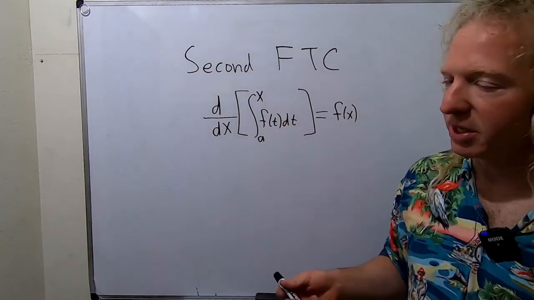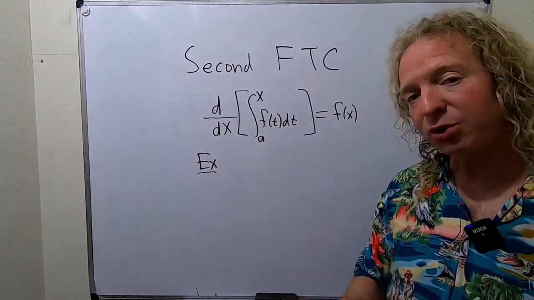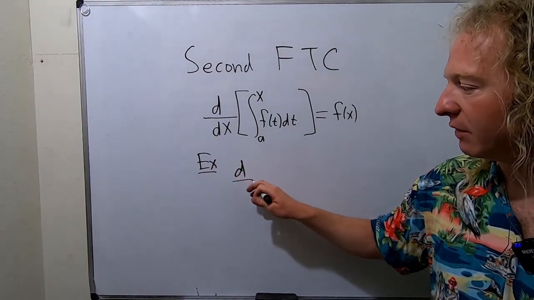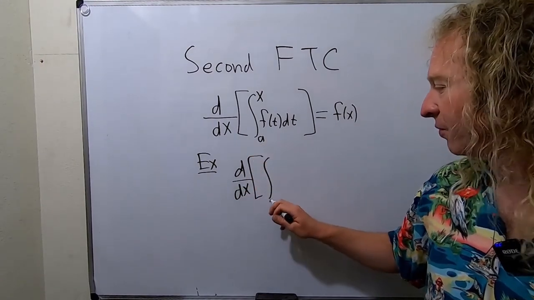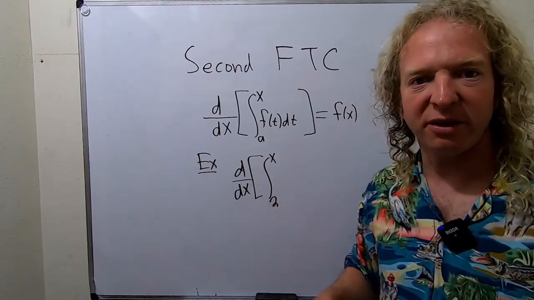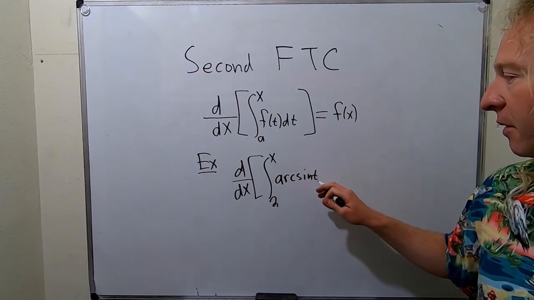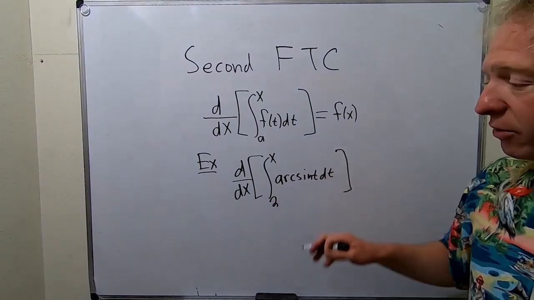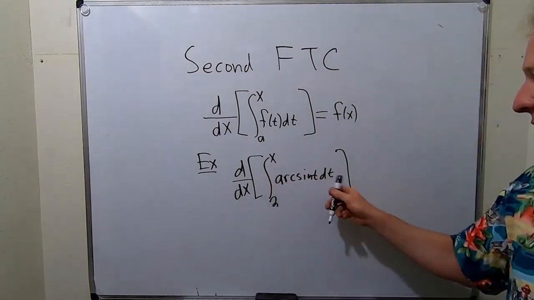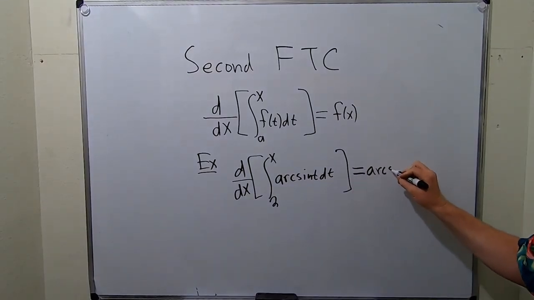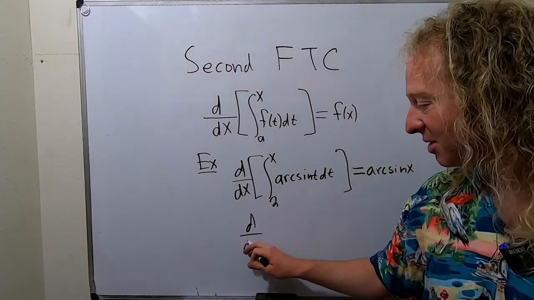Again, the condition here is that f is continuous. Let's do a simple example so you see how simple this actually is. It looks really hard, but it's actually really easy. So if you have d dx of the integral, let's make the a 2, let's make this an x, and let's put something weird here, something you might not be familiar with: arc sine of t dt. According to the formula, all you have to do when you take this derivative is take the x and put it where the t is. So it's arc sine of x. That's it.